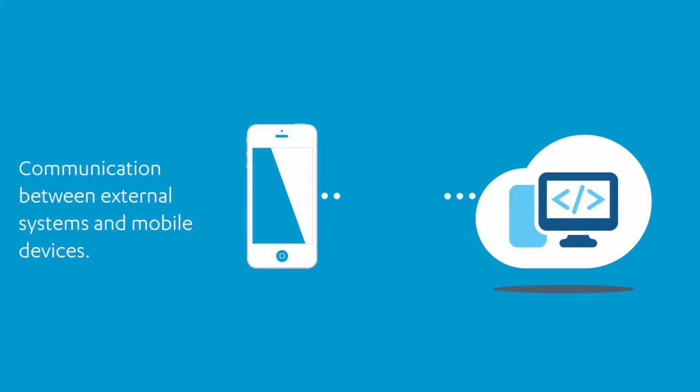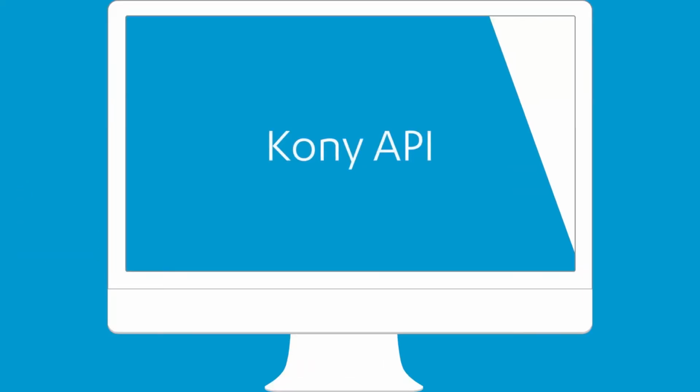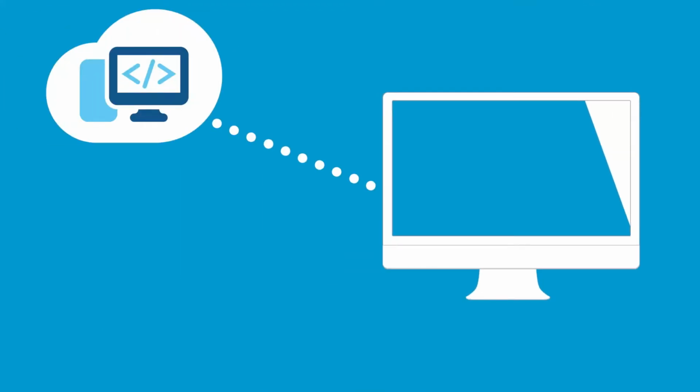The Kony API contains a number of application interfaces that enable communication between external systems and the mobile device. In this tutorial, we'll focus on the Kony Network API. The Kony Network API is used when a web service isn't available or it's just the best way to connect to an external data source via HTTP.